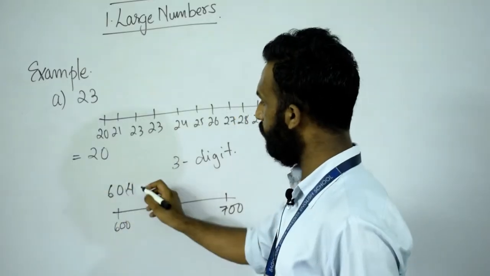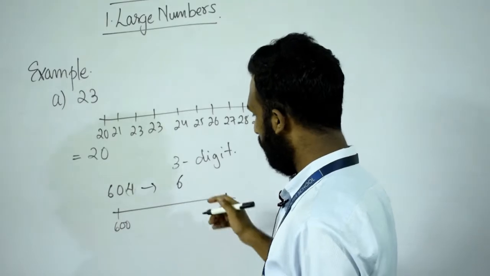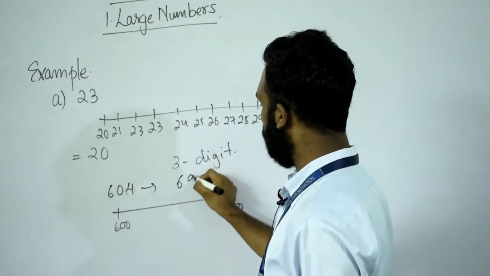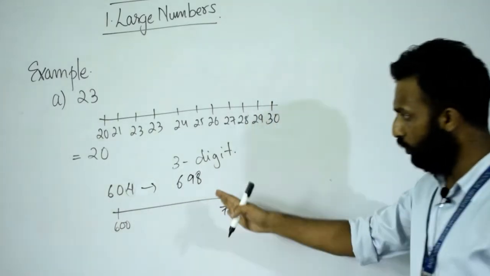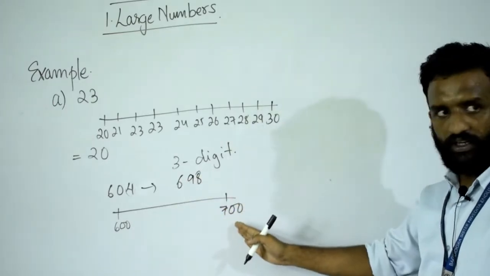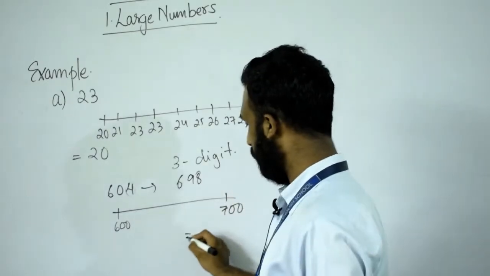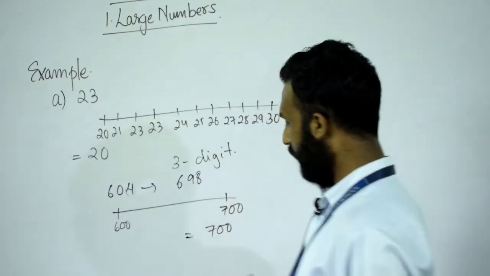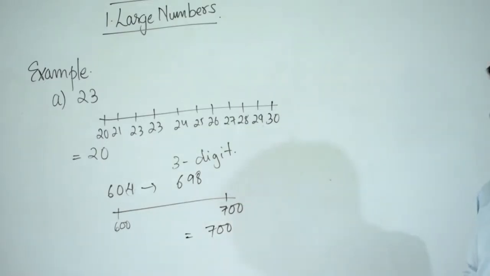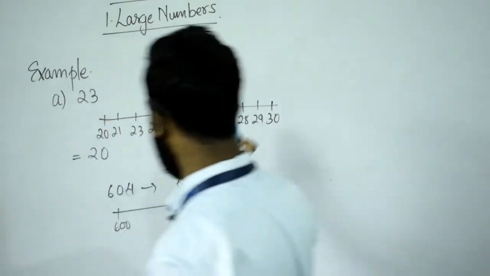Suppose the number is more than 600, let's say 698. It is near to 700, so at that time the number rounded to the nearest 100 will be 700. So it is on the number line. In the same way, for the nearest 1000, it is the same procedure.